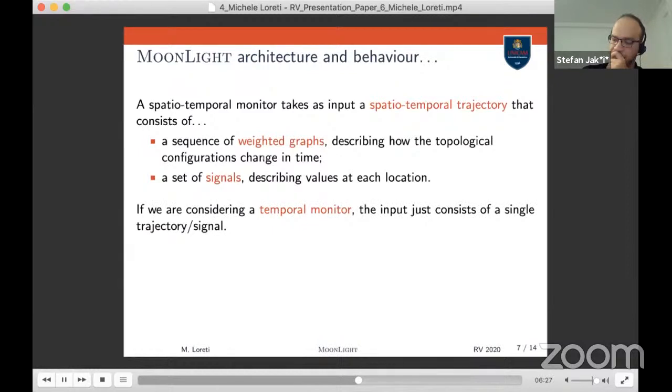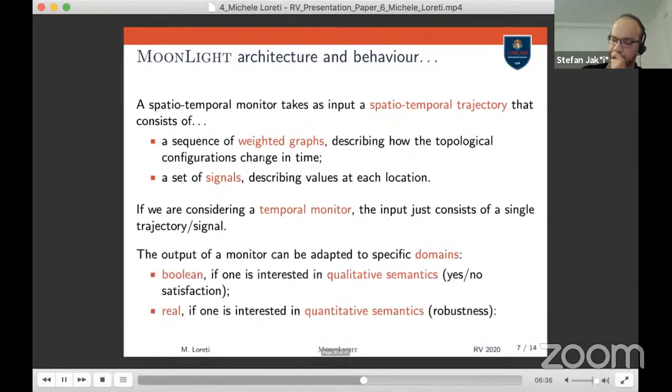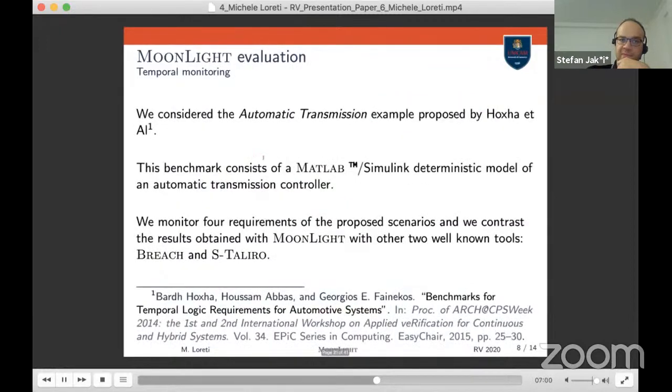Of course, if we are considering just a temporal monitor, the input consists of a single trajectory or a single signal. The output of the monitor can be adapted to specific domains, and then we can use Boolean, as I already said, if we are interested in qualitative semantics, and then just a yes-no satisfaction, or a real domain if one is interested in quantitative semantics, where we have the robustness of the formulas.